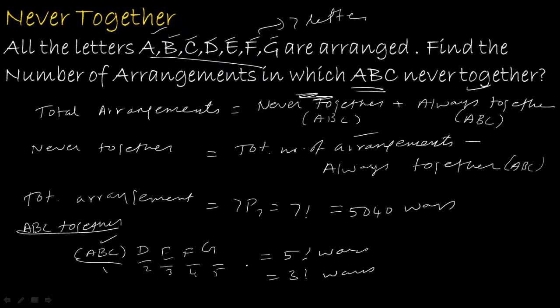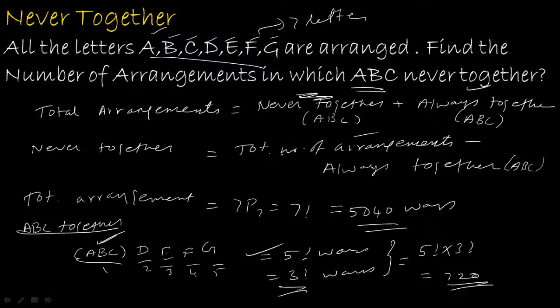So the total number of possible arrangements, 5 out of 5, is 5 factorial. So look at the letters A, B, C. Here 3 letters are there. 3 letters can be arranged among themselves in 3 factorial. So the total number of possible arrangements is 5 factorial times 3 factorial. So that is equal to 720, isn't it?